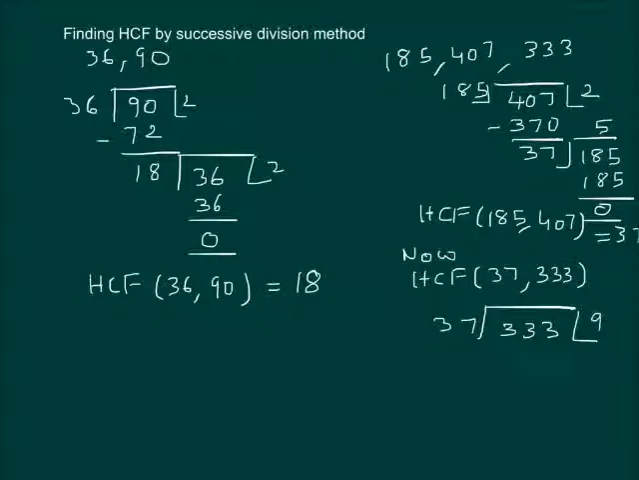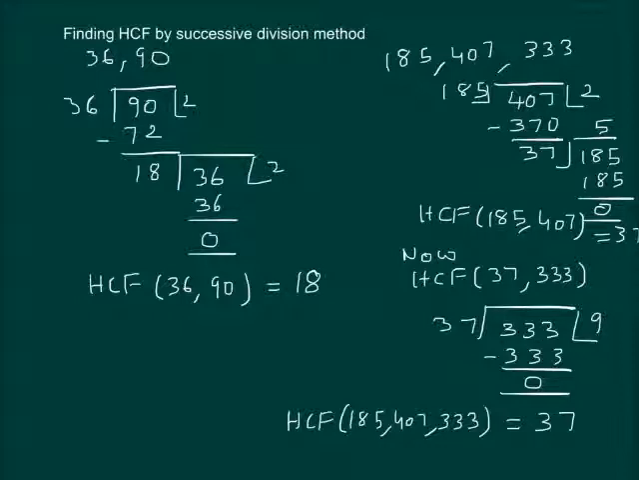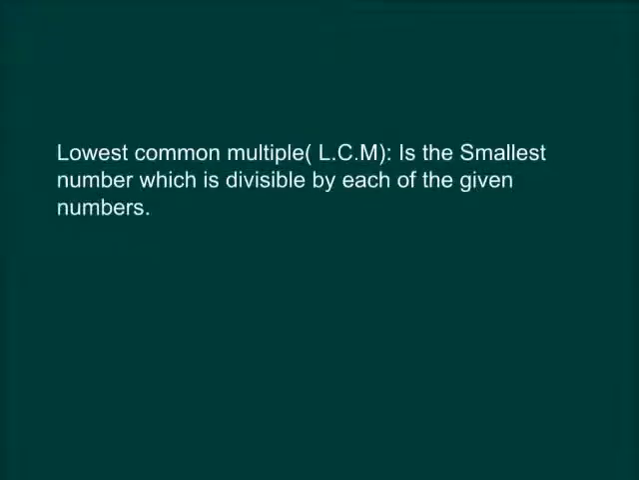Here you can see that it is completely divisible and we are getting remainder 0. So whatever HCF we get here is the HCF of the three numbers. In this example, the HCF is 37. Lowest common multiple, or the LCM, is the smallest number which is divisible by each of the given numbers.